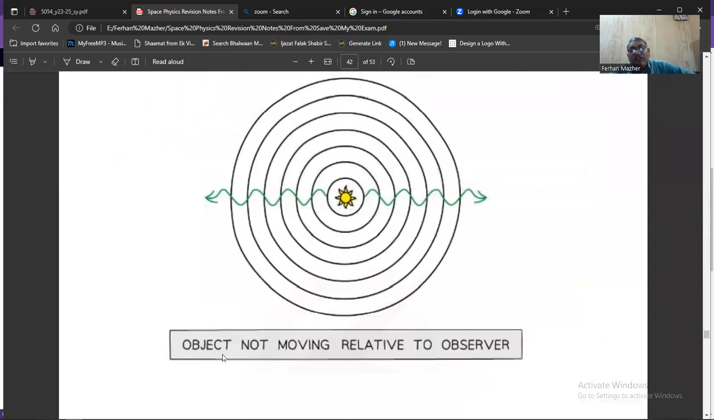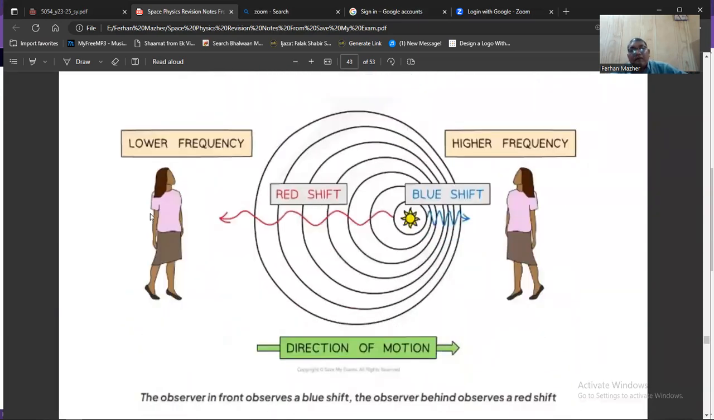So for an object which is not moving relative to the observer, in all directions the wavefronts and the wavelength will be the same. But for example, if the source is moving towards the observer, then it will have a blue shift. The frequency will be higher. If the source of the waves is moving away from the observer, then the observer will observe a red shift, and the frequency it receives will be lower than the actual frequency produced by the source.